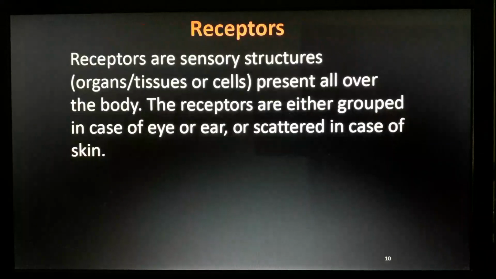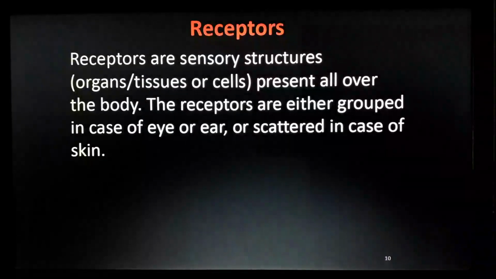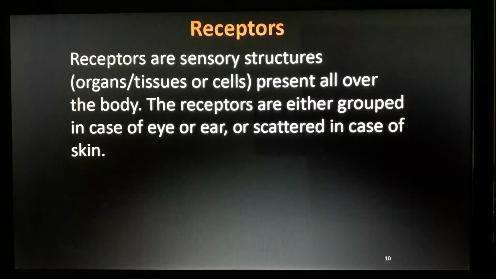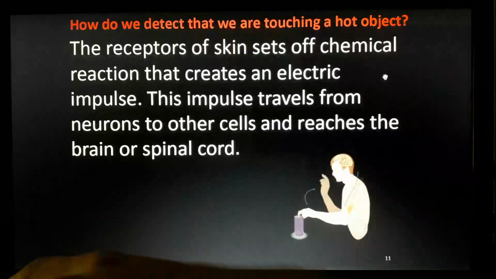Another thing, I think this receptors is not mentioned in the textbook elaborately. Actually, receptors are sensory structures present all over the body. Receptors are either grouped in case of eye or ear or scattered in case of skin. So what is receptors? I have one picture. In this slide, it is not given in detail, so I made a picture regarding that.